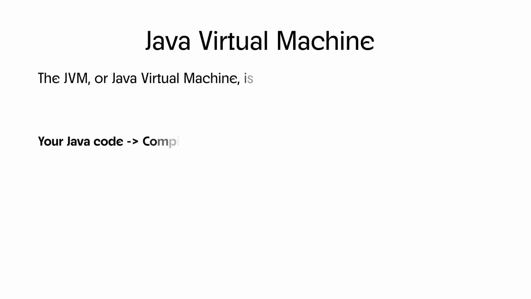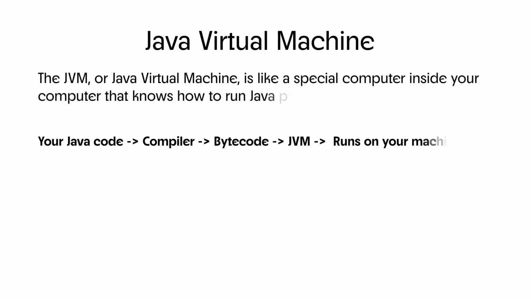The Java Virtual Machine, or JVM, is a part of Java that lets you run your Java programs on any computer without changing the code. It works like a translator between your compiled Java bytecode and your computer's operating system. When you write Java code and compile it, it turns into bytecode that the JVM reads and converts into machine code that your computer can understand and execute. This is why Java is called platform independent. The same program can run on Windows, Mac, or Linux, as long as there's a JVM installed to do the job.